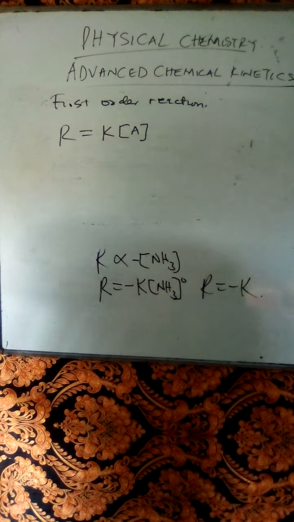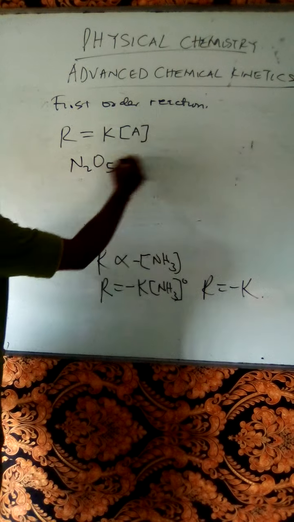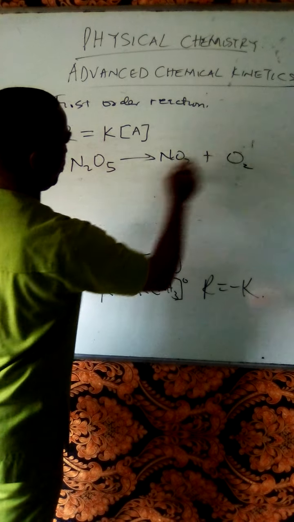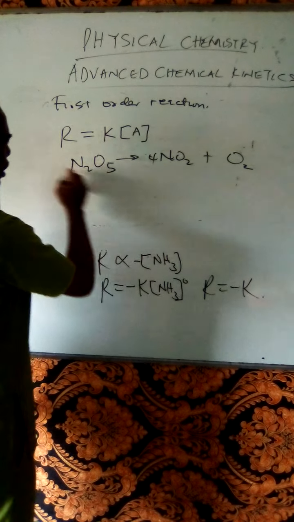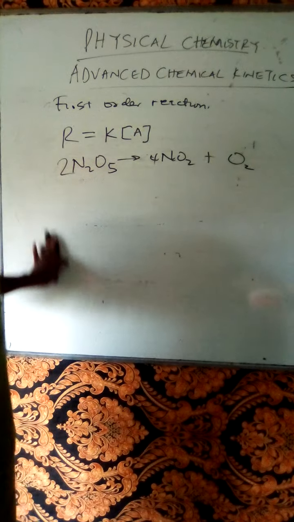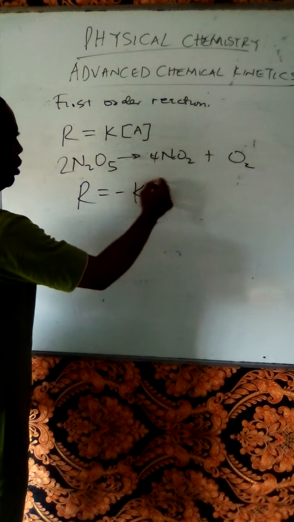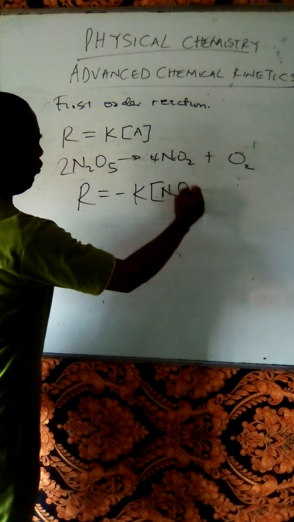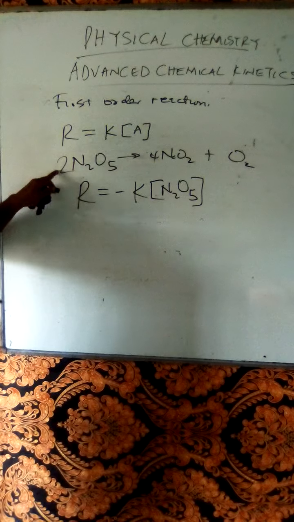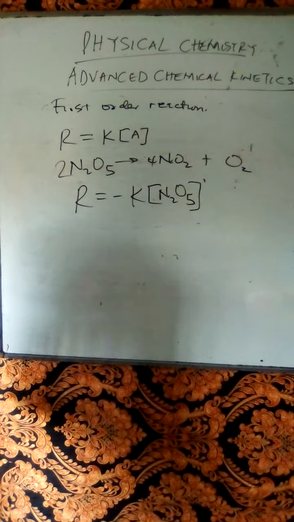An example is the decomposition of nitrogen 5 oxide, giving you nitrogen 4 oxide and oxygen. We now have 4 here and we have 2, balancing the equation. If you want to write the rate expression of the reaction, it's going to be R equal to minus K, then N2O5, raised to power 1. Though this reaction is a bimolecular reaction, the order is 1, being determined by experiment.